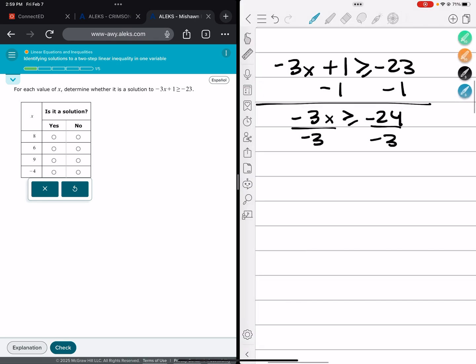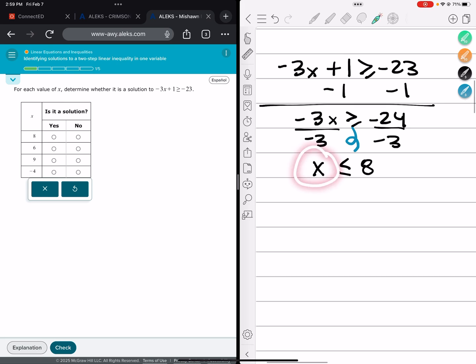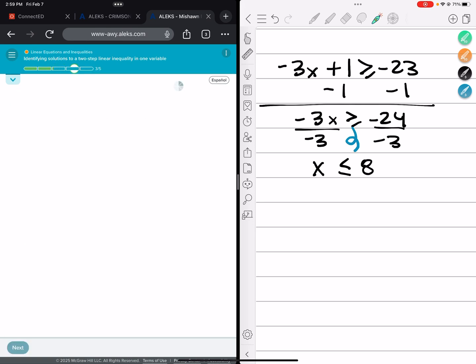Remember, because it's a negative, that means I turn the inequality backwards, so I'm left with x is less than or equal to 8. This means that every value of x needs to be smaller than or equal to 8. So I can see I have 8, which that one works. 6 is smaller, so that works. 9 is bigger, so it doesn't work. Negative 4 is smaller, so we can select those and check it.